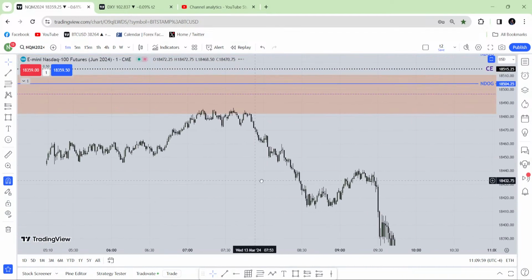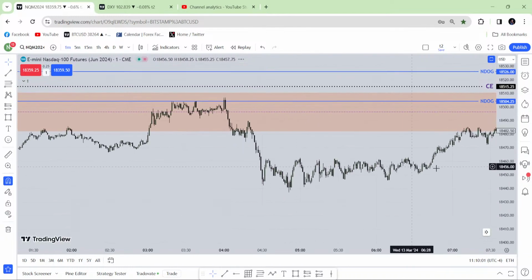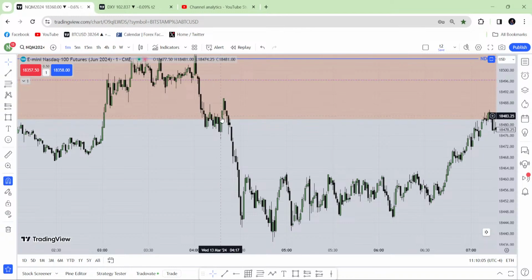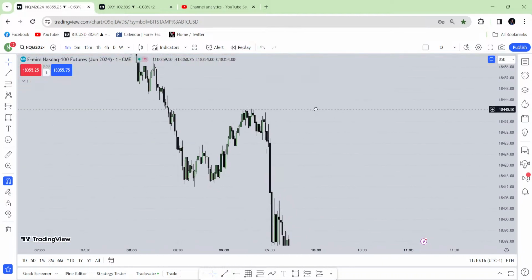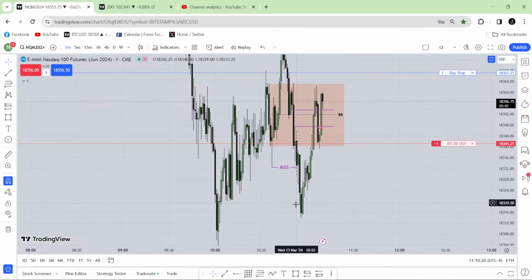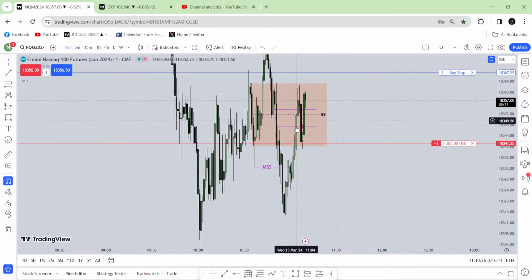Let me show you this. This is the inversion fair value gap because this low failed to take the liquidity here. No liquidity has been taken over there. See, that's why it's the inversion fair value gap. But over here, it has taken a lot of liquidity. Here, a lot of liquidity has been taken by that low. So this is not an inversion fair value gap.